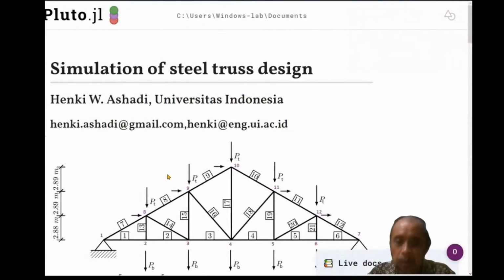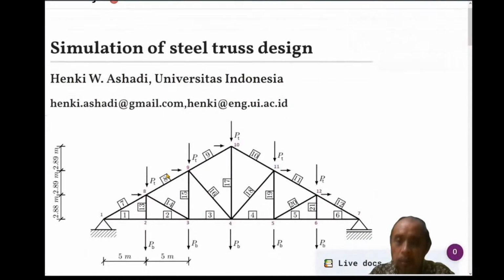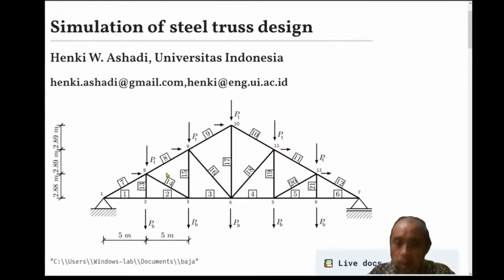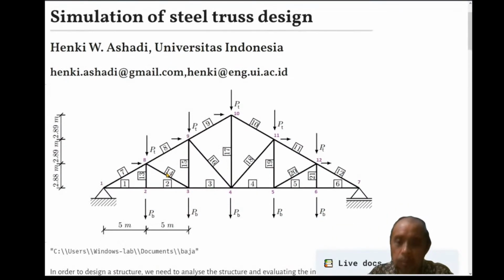So my name is Henki. We will discuss today a simulation of a steel truss design using Pluto. We have here the truss system. It consists of 21 bars connecting to each other in the joints. The joint number is 12. We have at each end a support, a hinge in node 1 and a roller in node 7.